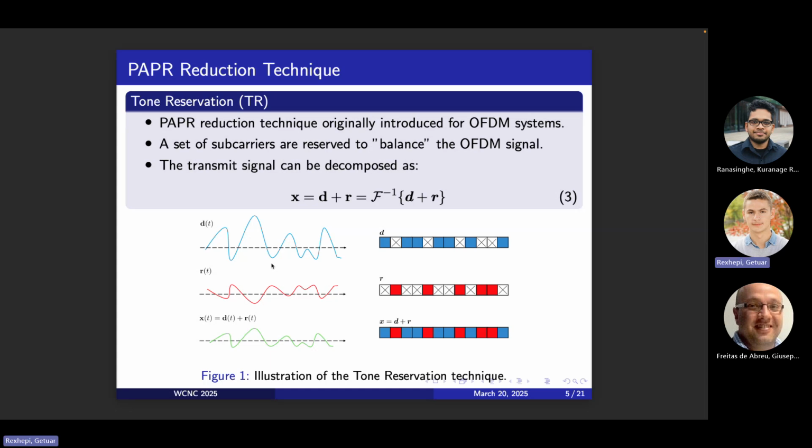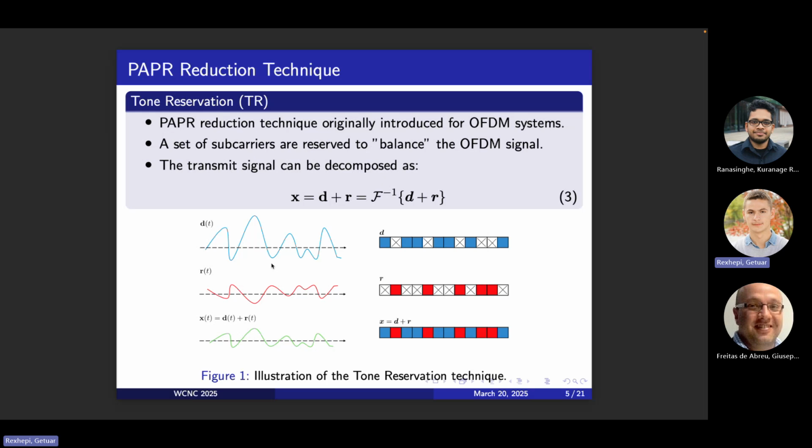It was originally introduced for OFDM systems, but can be used also for other waveforms. In here, a set of subcarriers are reserved to balance the OFDM signal, which means that it will reduce the peak and bring this PAPR level down, as can be seen in the illustration in figure 1.